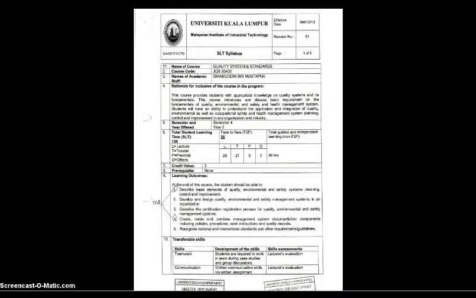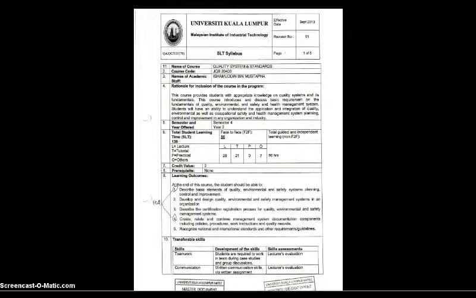Next is on how to develop and design a quality, environmental and safety management system in an organization. The third learning outcome is to describe the certification process for each of these systems, QMS, EMS, and the Occupational Safety and Health Management System, or we can call it OSHA.